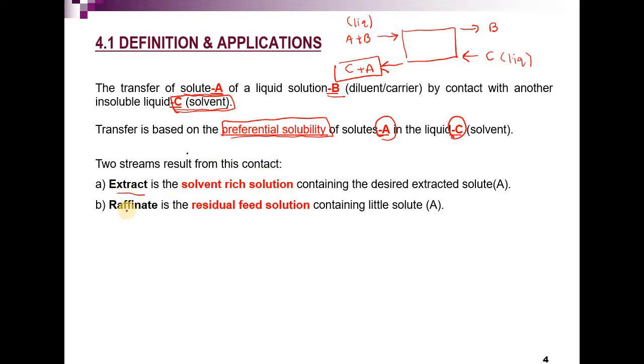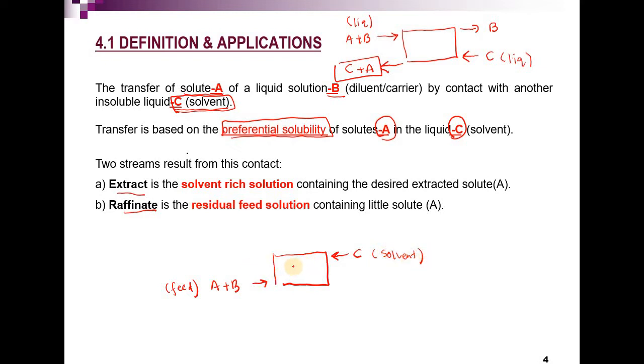Two streams result from this contact. We have extract and raffinate. So what is extract and what is raffinate? If I draw again, for example, I have components A and B here. This is the feed. I want to separate A from B, so I will use C as a solvent to extract A.